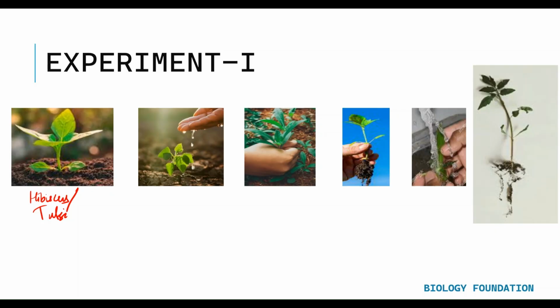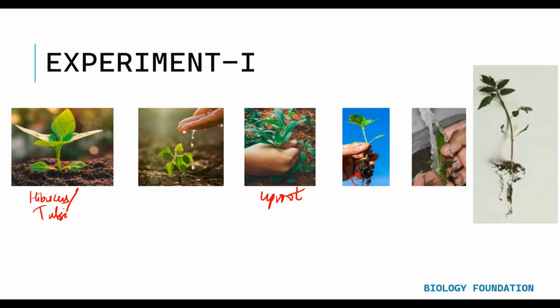Okay, so that the soil is not completely toughened, you make the soil loose by adding water and slightly digging the soil. Then what do you do? Slowly uproot the plant with the help of your hands. Then you will see something like this, because the roots are completely underground. All the soil particles get attached to the roots.